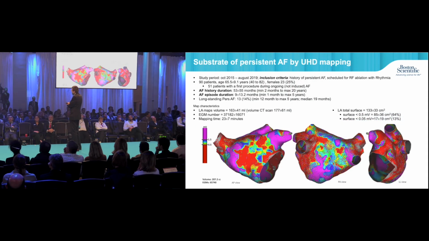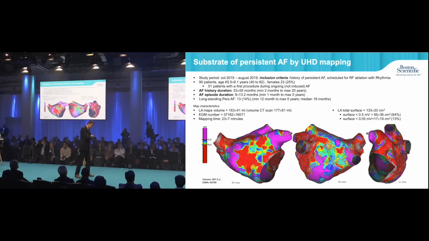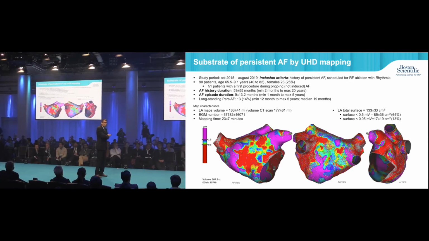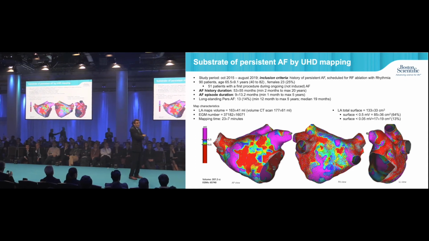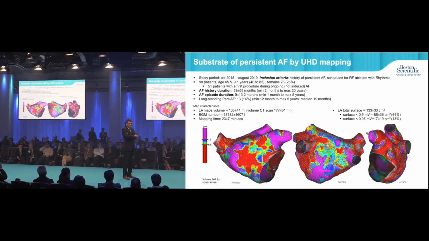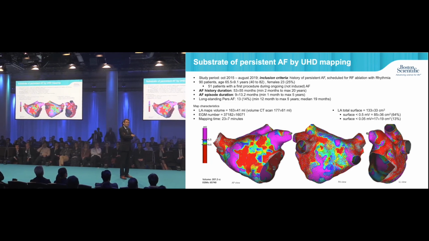Now, we started this approach late in 2015. We stopped the inclusion in August of this year. We performed 90 cases with this approach, and 51 of them were all de novo procedures in persistent AF patients coming to the lab in AFib. So I'm not going to show you results on induced AFib in the lab. Those patients were in AFib for 9 months at minimum. That was the duration of the current episode they arrived to the lab with.